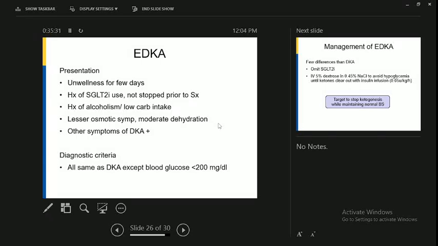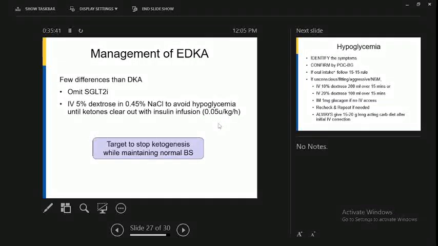The diagnostic criteria are not that much different from diabetic ketoacidosis. The term euglycemic means their blood glucose is less than 200, but ketosis and acidosis will be there. Management is the same. You have to give fluids and omit SGLT2 inhibitors. Because the patient's blood sugar is already within the normal range, less than 200, when you are giving fluids, you have to give 5% dextrose in half normal saline to avoid hypoglycemia, and use a lower dose of insulin infusion, like half the dose we use in diabetic ketoacidosis. So your target is to stop ketogenesis while maintaining normal blood sugar.